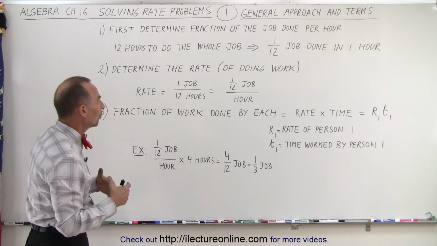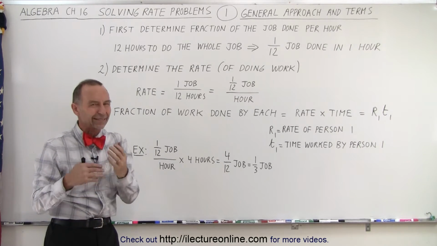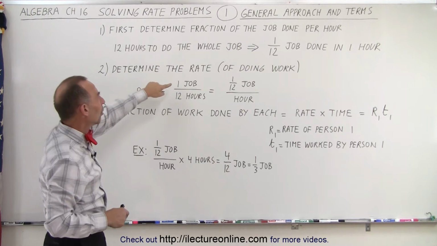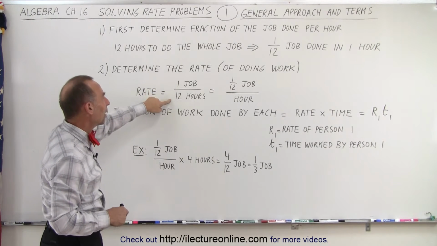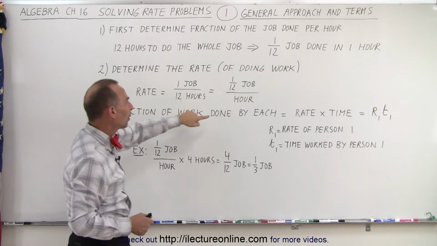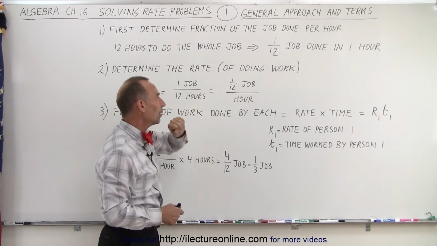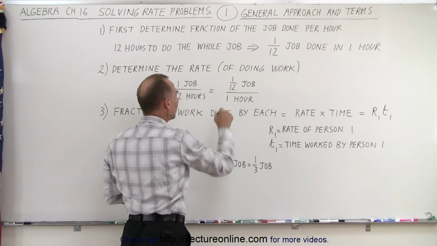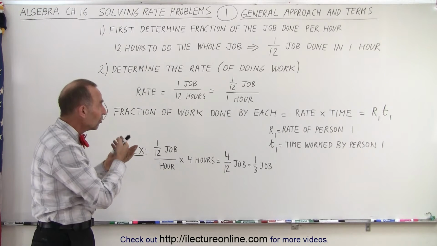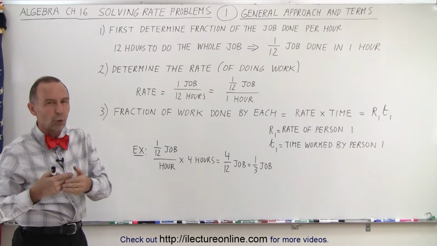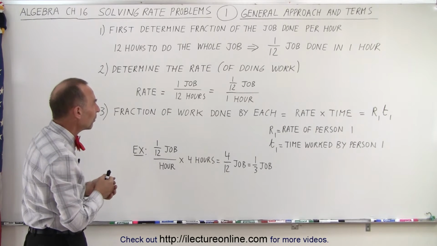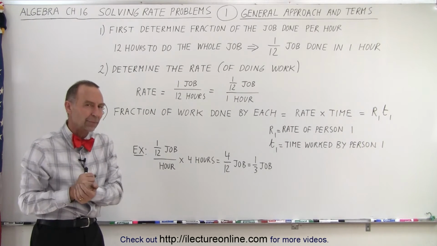Next, we need to determine the rate of doing work. And that's kind of the same thing as step number one. The rate is simply how much of the job you can do in how much time. In this case, we can do the whole job in 12 hours, or we can do 1/12 of the job in 1 hour. And so you can see that that is in essence the meaning of the word rate, or rate of doing work. We can do one job in 12 hours, or we can do 1/12 of the job in 1 hour.